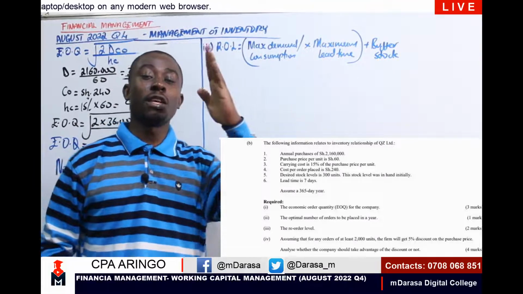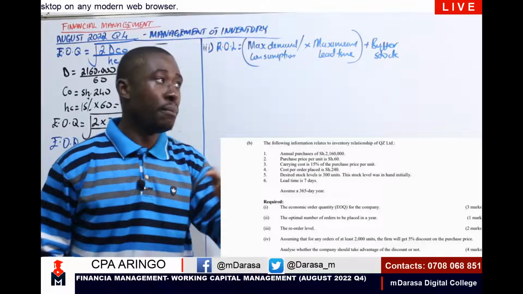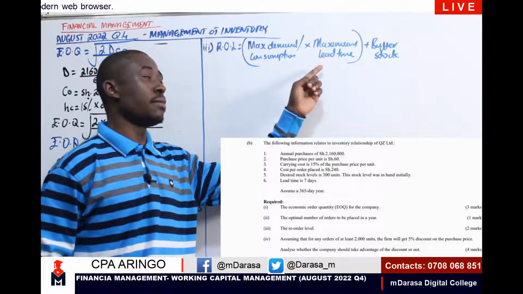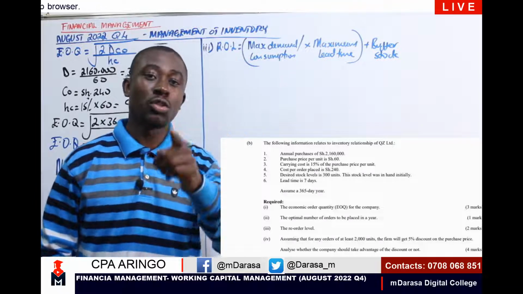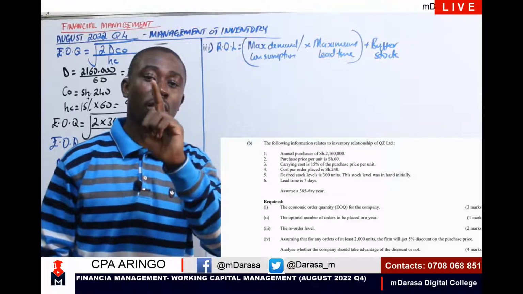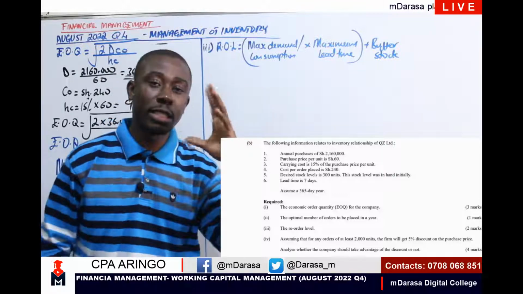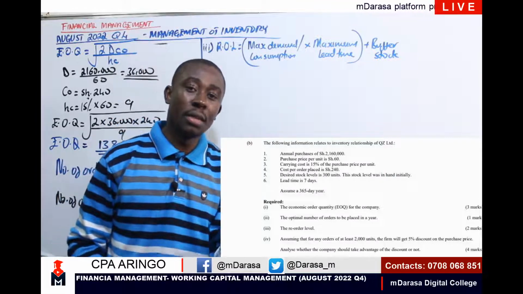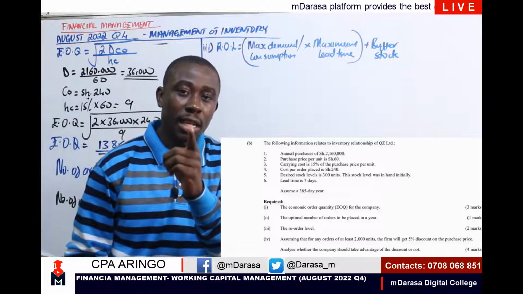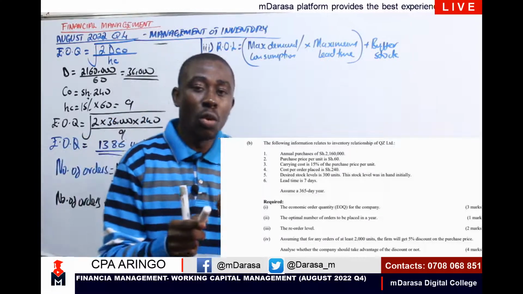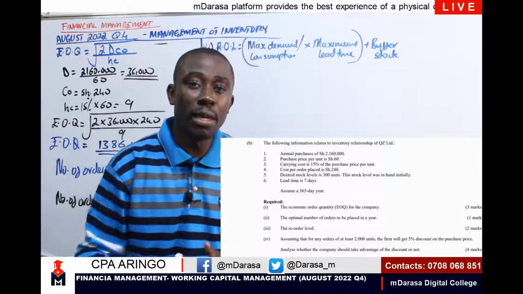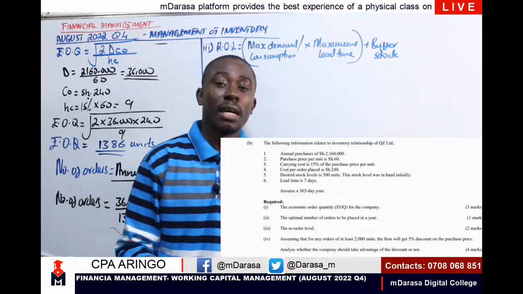So if you're given your lead time in days, make sure that your demand is also in days. If you're given lead time in months, make sure that demand is also in months. If you're given quarterly, make sure that your demand is quarterly. This is what will always tend to guide us. Lead time, very key. And recall, lead time is just the waiting period from when we've made an order until the order is received. That's what we normally term as lead time.